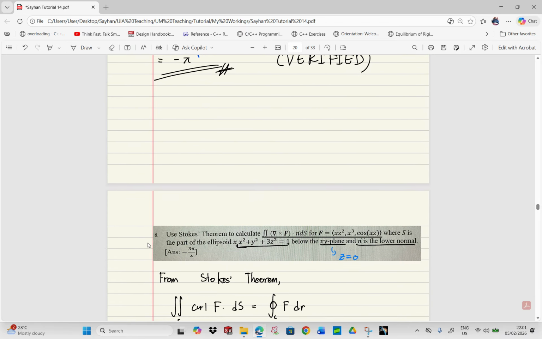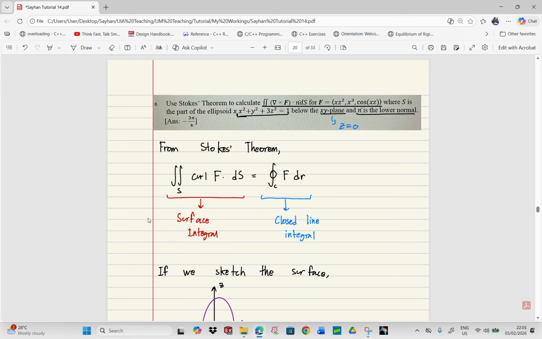Now question 6 asks us to use Stokes' theorem to calculate for this. They give you the force field, and S is given to be part of the ellipsoid.